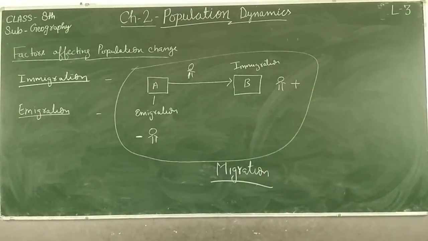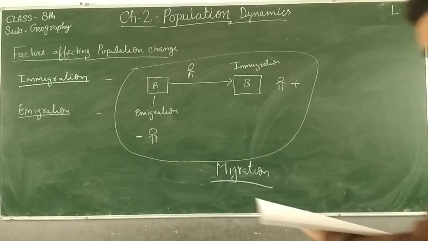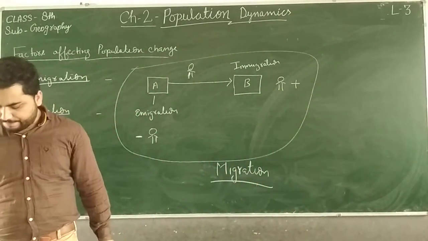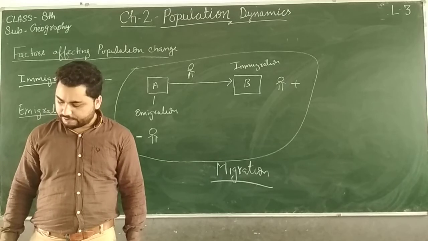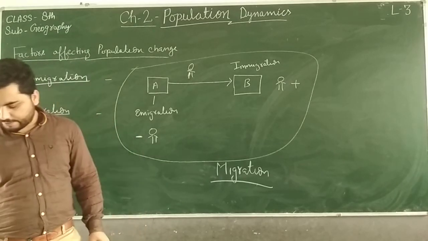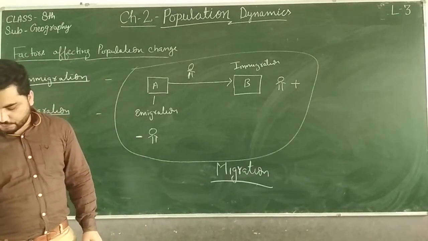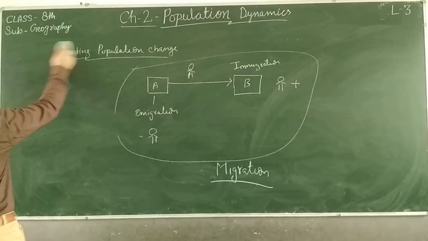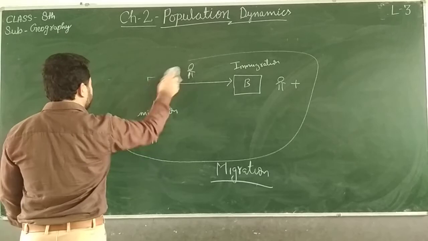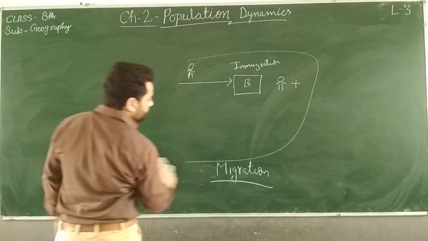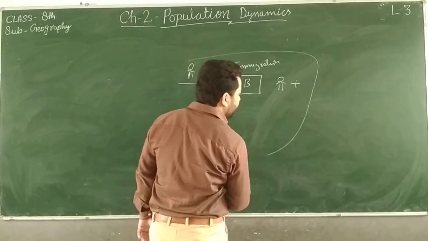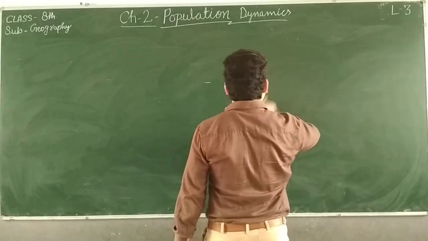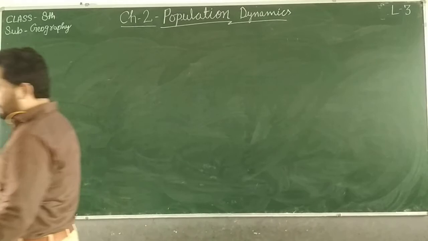Okay, so after that we will study what we mean by natural growth of population. The difference between the birth rate and death rate is called natural growth of population. How much is the population growing? It means how many more people are being added to the world.